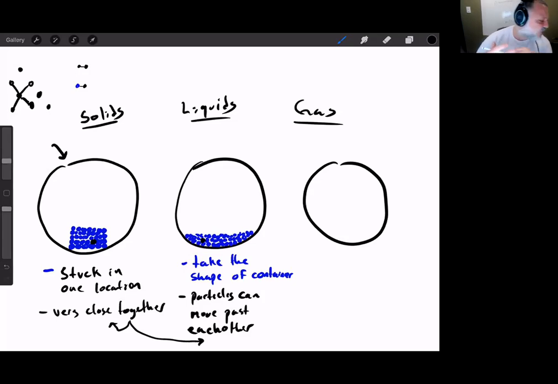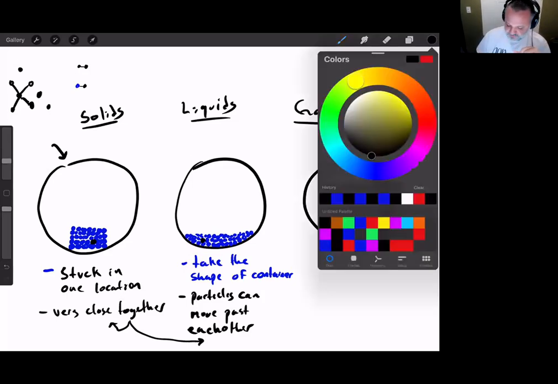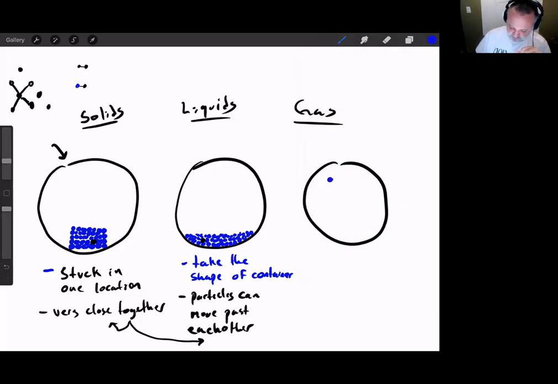They're still not very compressible. Even though the shape is indefinite, they're still not compressible. And the reason that they're not compressible is because the particles are pretty close together. So it doesn't matter if I rotate this container, the volume of particles essentially stays the same. Now there's a real big difference when it comes to gases.